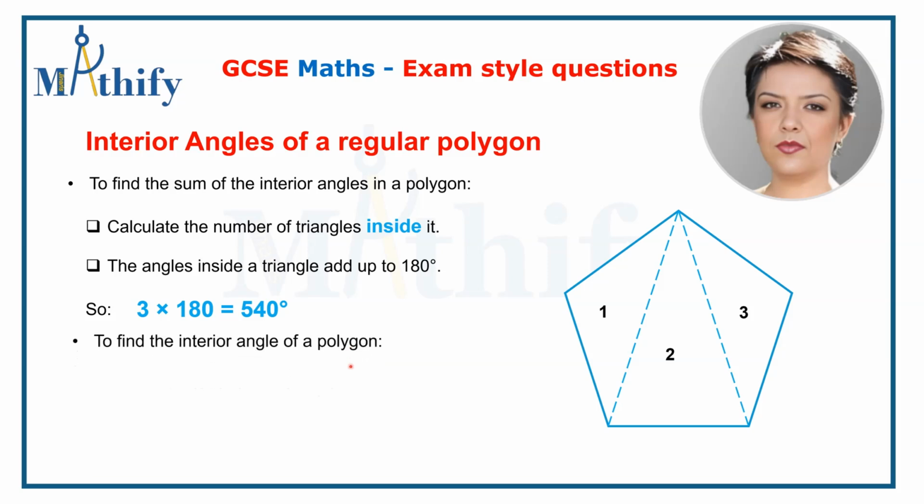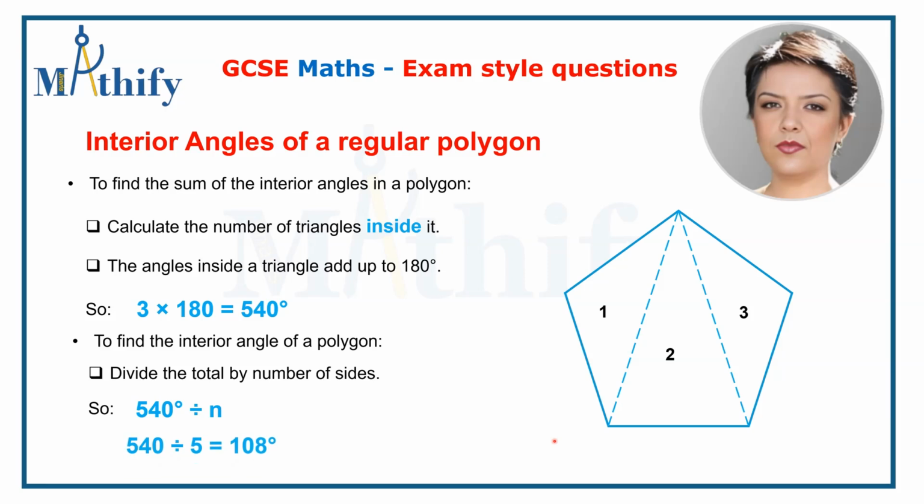Now, here's a little twist. We need to work out the interior angle of a particular polygon. How do we do this? What we need to do is divide the total angle by the number of sides. Given that this is a pentagon and there are 5 sides, all we need to do is 540 degrees divided by 5, or 540 divided by n, and that should give us 108 degrees.